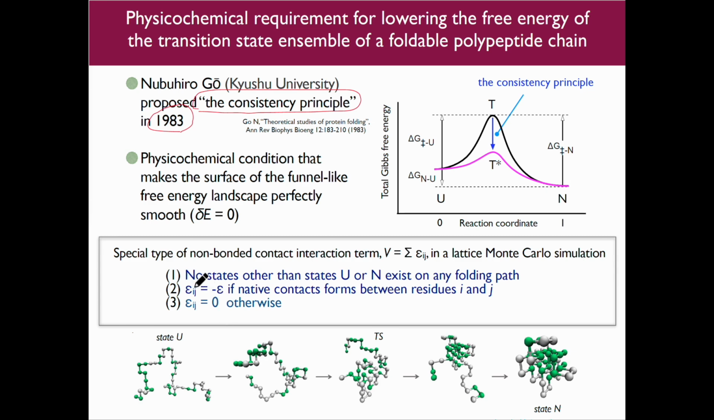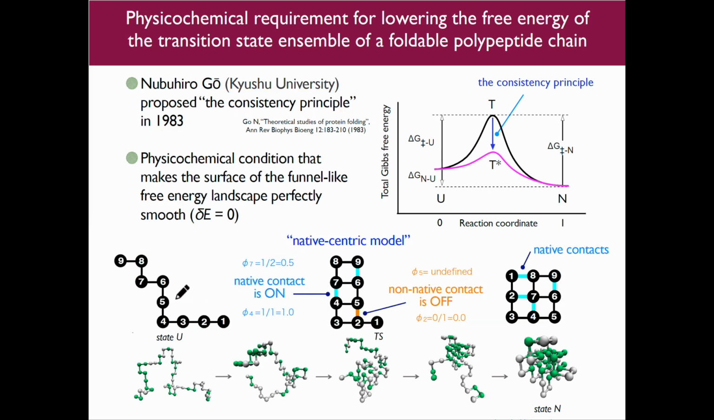One, no states other than states U or N exist on any folding path. That means no third structure, no non-native structures or interactions. And if a native contact forms, here we are thinking only of non-bonded contact interactions, if native contacts form between two residues, there is a small attractive force here, but otherwise no interaction.